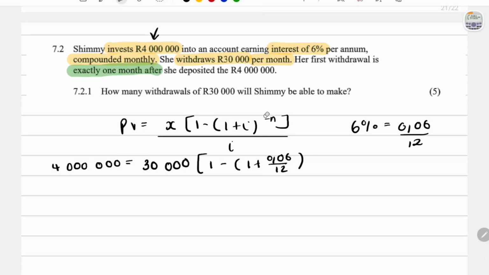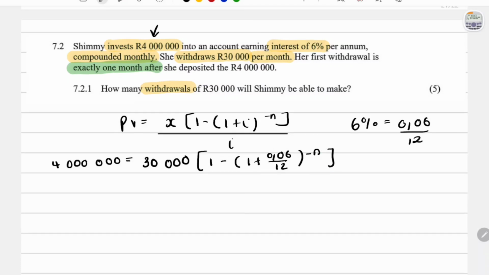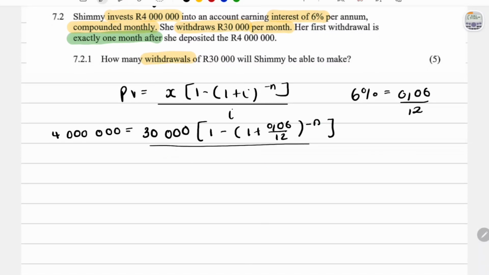And then we have the to the power of negative n. Now the n is the amount of withdrawals, because they're asking how many withdrawals of 30,000 will she be able to make? So will she be able to make until she doesn't have any money left? Kind of like in the situation of a loan. How many payments must you make until you don't owe anything left? So that is going to be negative n. We don't have anything there yet. And then this still goes over the interest, which is 0.06 over 12. So this is what we have, and we really have to focus on finding the value of n.